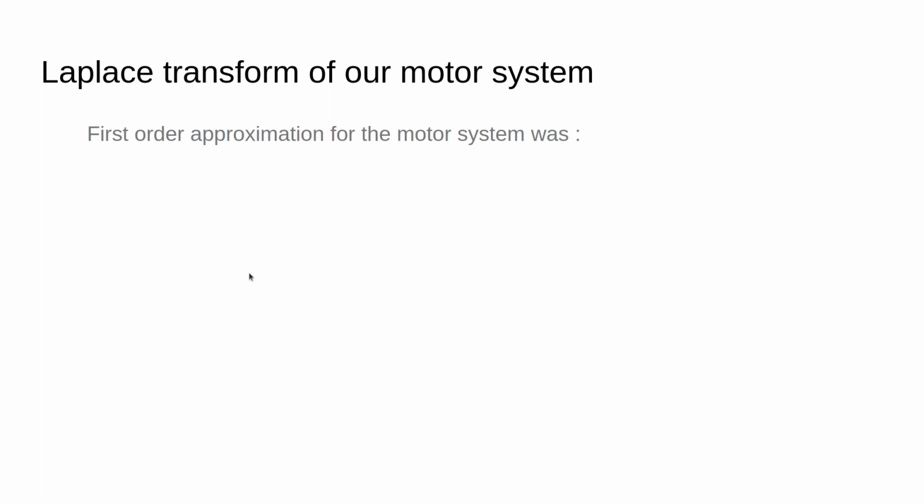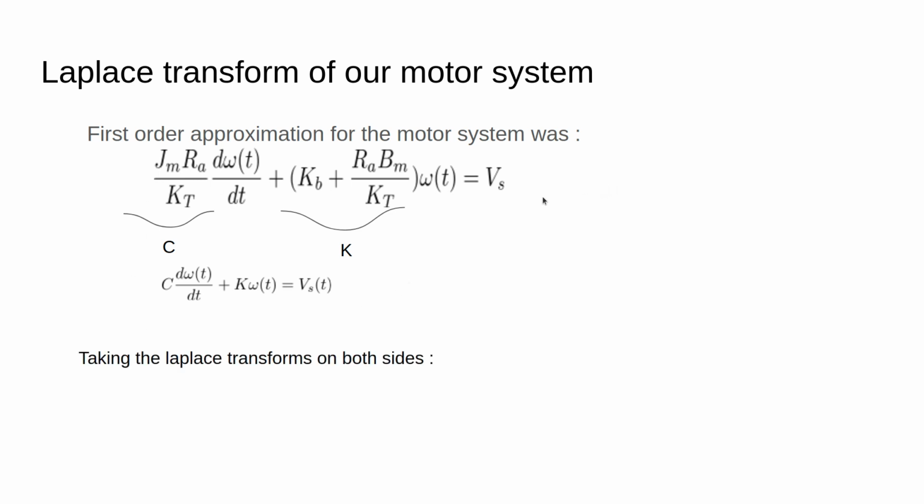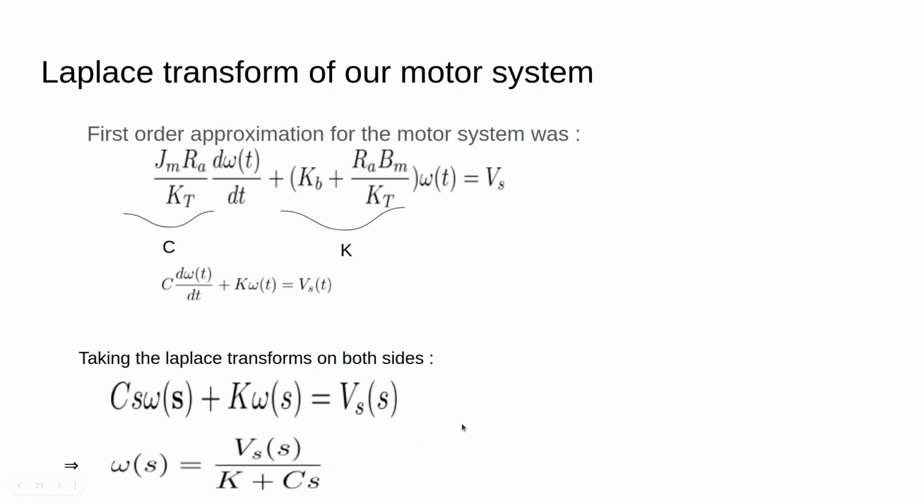So what is the Laplace transform of our motor system? In a first order approximation, this was a differential equation relating the speed and the input voltage, and we can simply write it as C. This is the first order equation, and if we take the Laplace transform on both sides, the constant remains a constant. You can just put it out. This derivative you multiply by s. This omega is simply the Laplace transform of omega, and this is the input. You can rearrange it to make it look like this, or something like this.